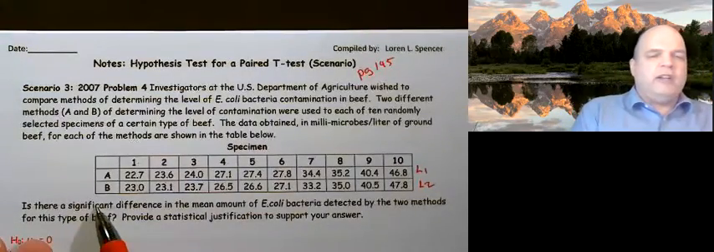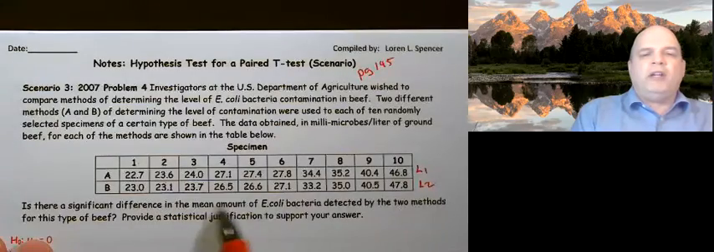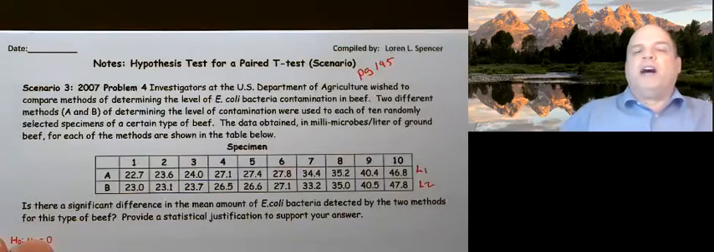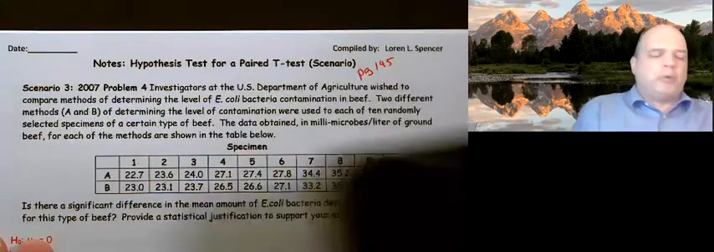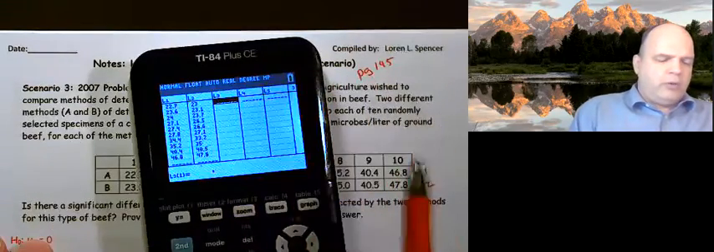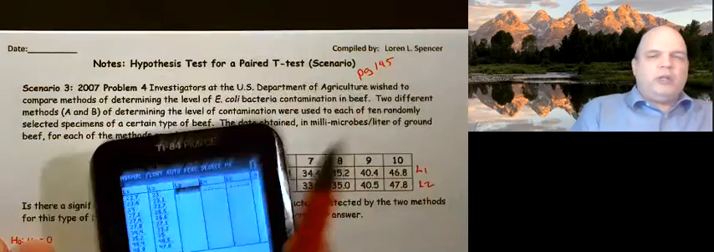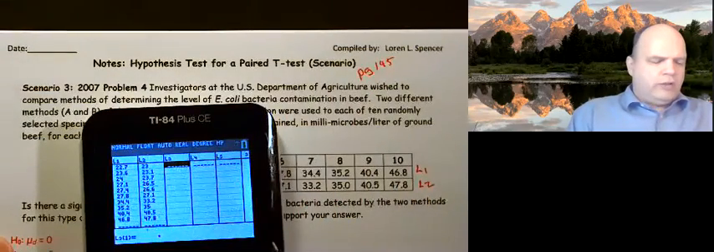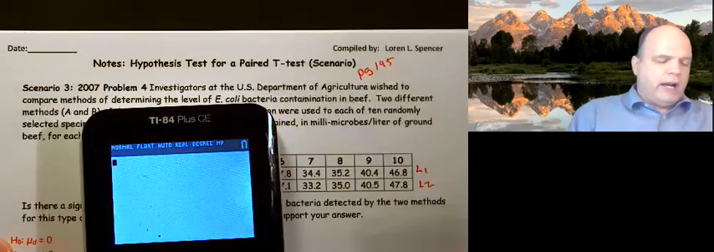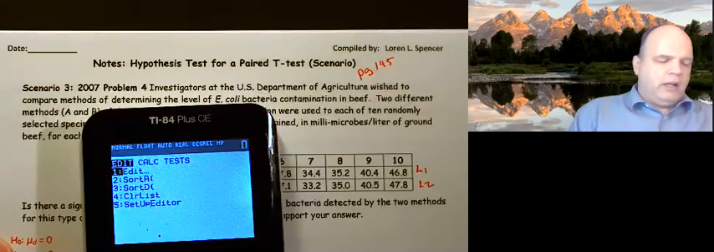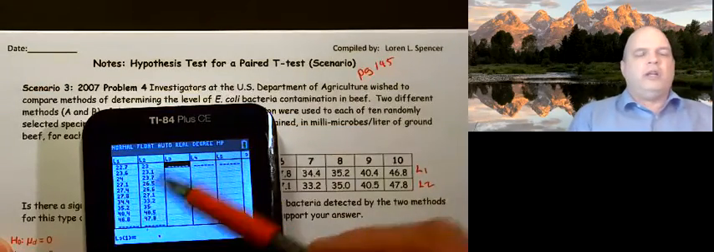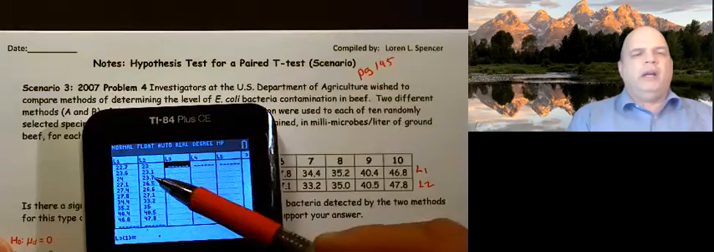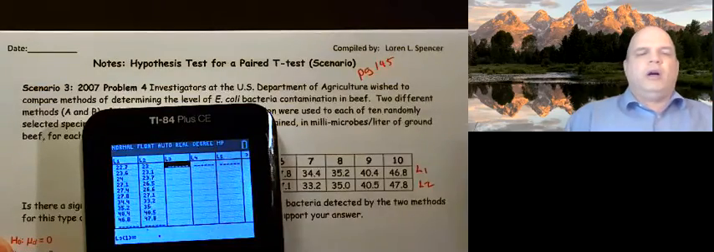Is there a significant difference in the mean amount of E. coli bacteria detected by the two methods for this type of beef? Provide a statistical justification to support your answer. So here's what I've done, and here's what you need to do. You need to take all that data and put it in L1 and L2. And just in case you forgot, we're going to go stat, edit, and then you're going to input the data into L1 and into L2, all 10.